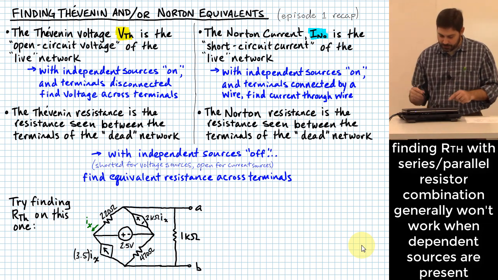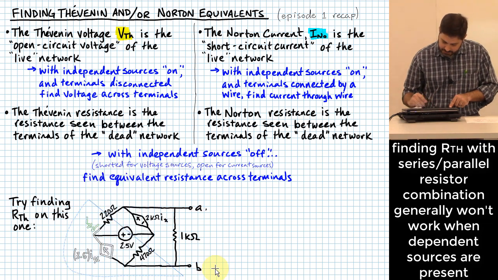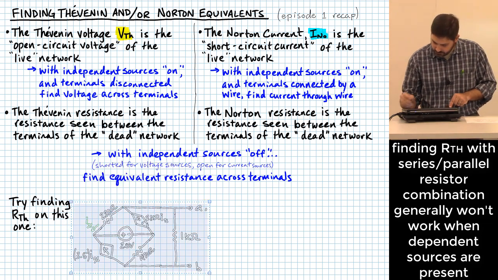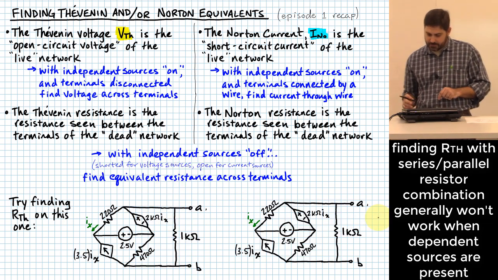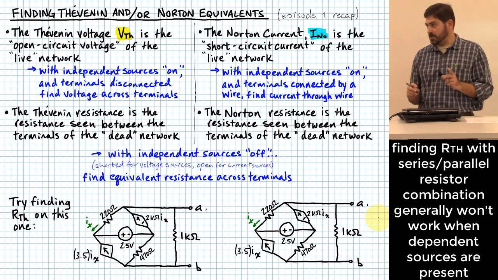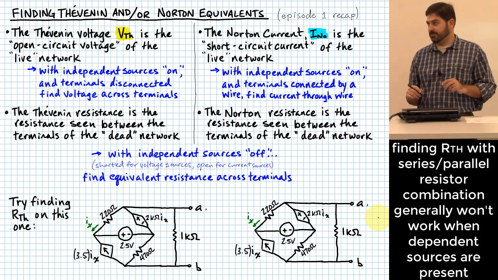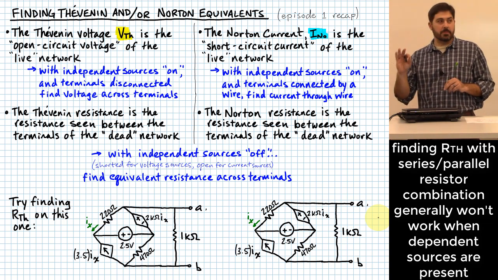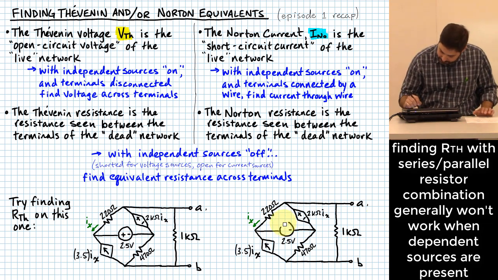So what would we do? Again, kill all the sources. What does that look like? I should say, we don't kill all the sources. I want to be very clear on this point. Which sources do you kill? Only your independent sources. So what would that look like on this circuit?